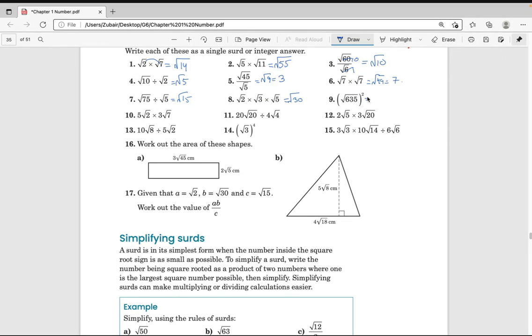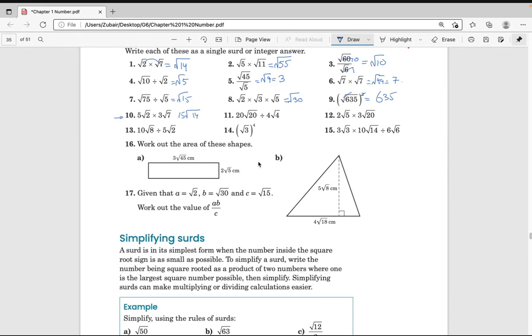635. Yes. Ali, square root goes away with the power. So 635. Haris, number 10. Sir, actually, how do you solve this one? Outside number with outside, inside with inside. Oh, okay. So it will be 15 under root 14. Yes.